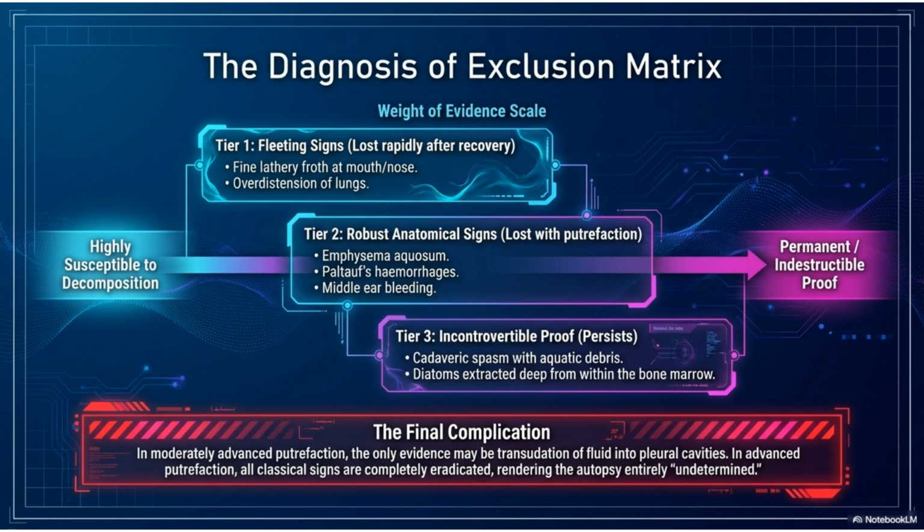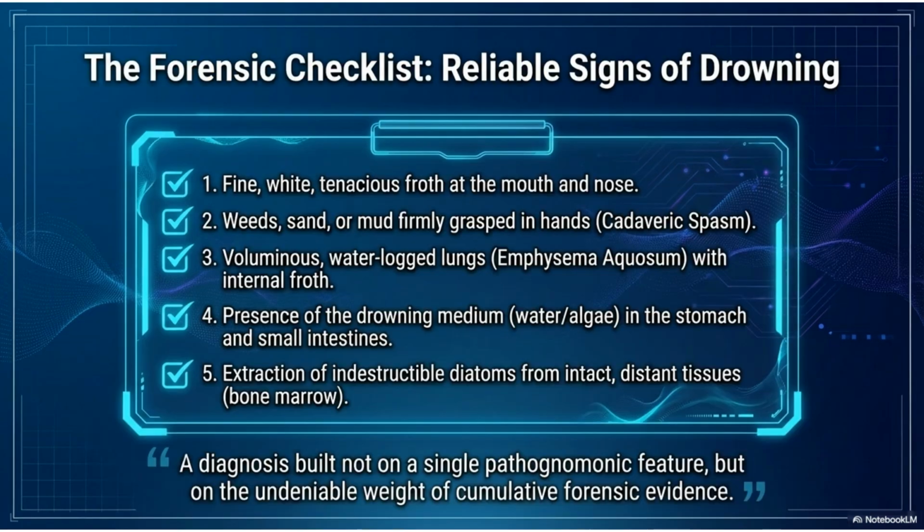Tier 1 includes fleeting signs, like froth. Tier 2 contains robust signs, like middle ear bleeding. Tier 3 includes incontrovertible proof, such as cadaveric spasm and diatoms. The forensic checklist for drowning relies on cumulative evidence, not a single feature. Reliable signs include the characteristic froth, cadaveric spasm, voluminous lungs, presence of the drowning medium in the stomach, and extraction of diatoms from distant tissues.